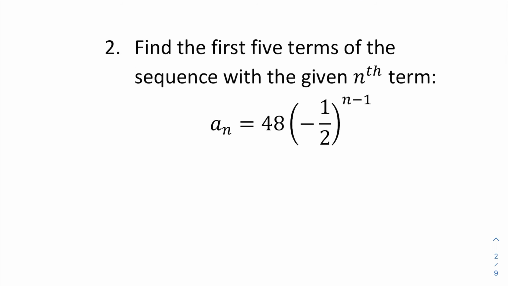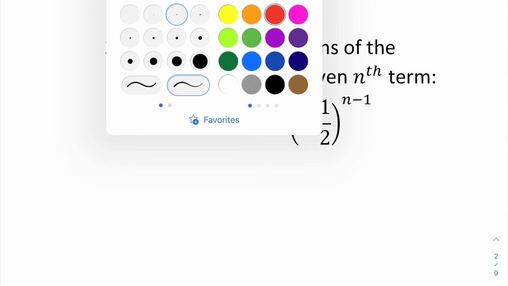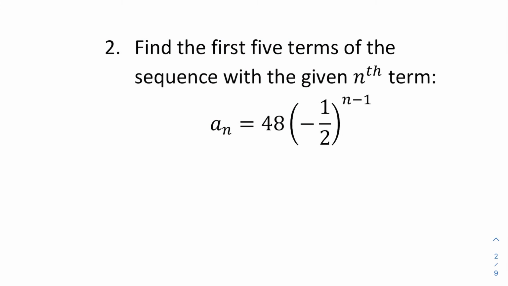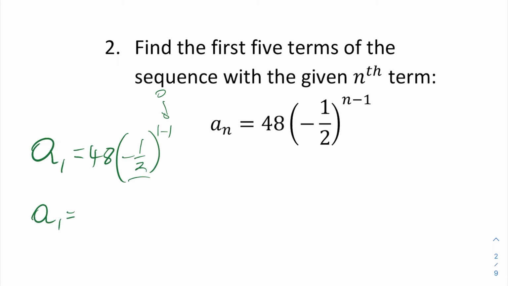So here's a second one. This one is an equals 48 times -1/2 to the n-1 power. So that's not too hard. Let's see. A1 would be 48 times -1/2 to the 1 minus 1, or 0 power. When you raise anything to the power of 0, you get 1. So A1 is just 48 times 1. 48.